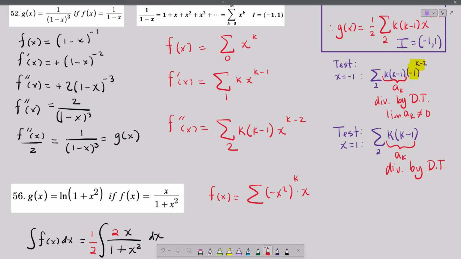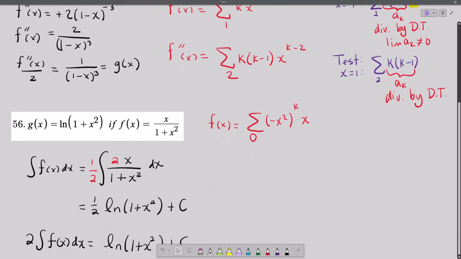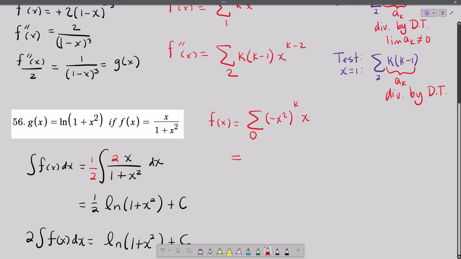This is now the power series for f. Replace x with negative x squared, and multiply by x. And this starts at 0. Okay. Now the interval of convergence for this one. Let's talk about that. Let me simplify what's inside here first, and then we'll talk about the interval of convergence for it. So we have negative 1 to the k, x raised to the 2k, plus 1 if we combine the powers of x.